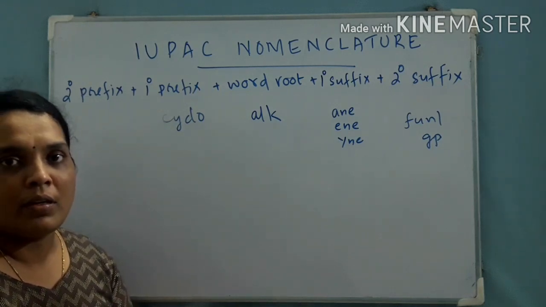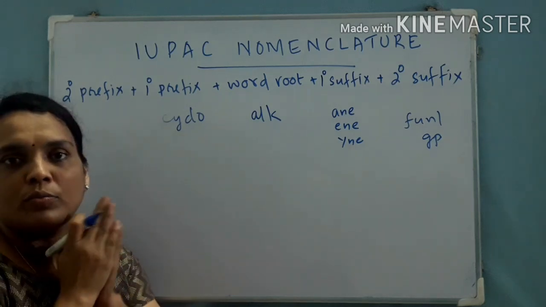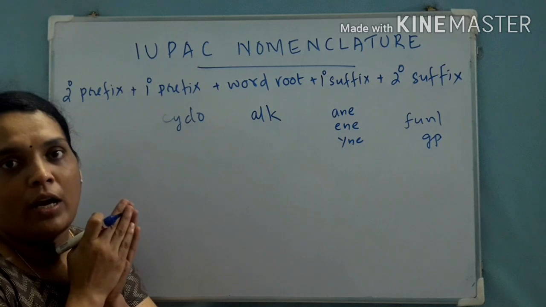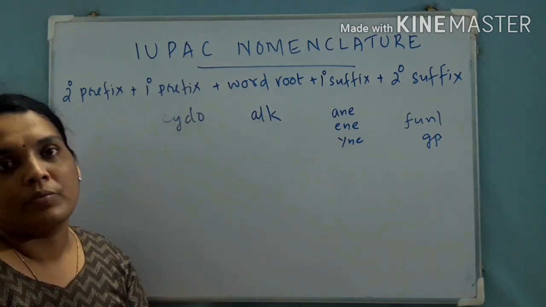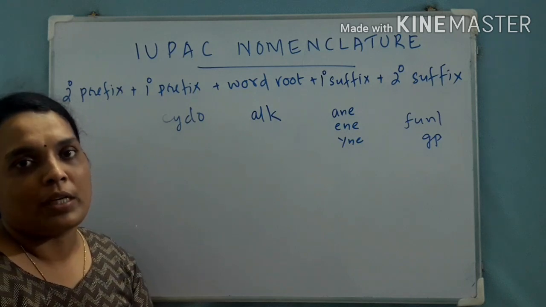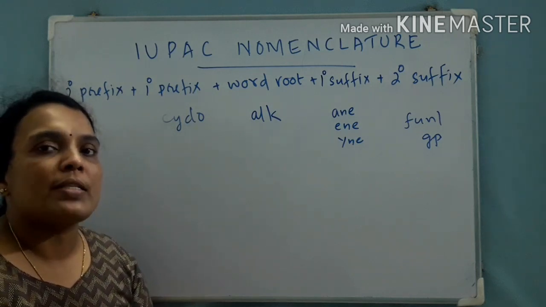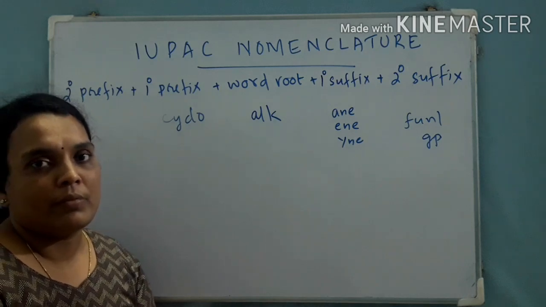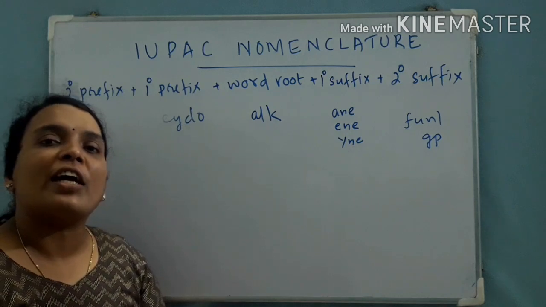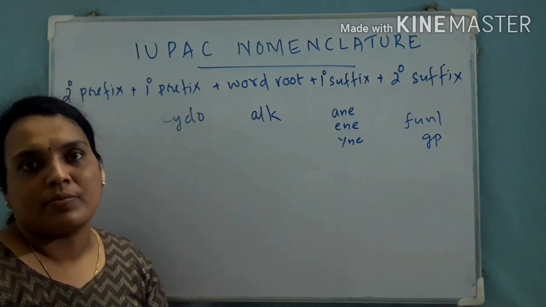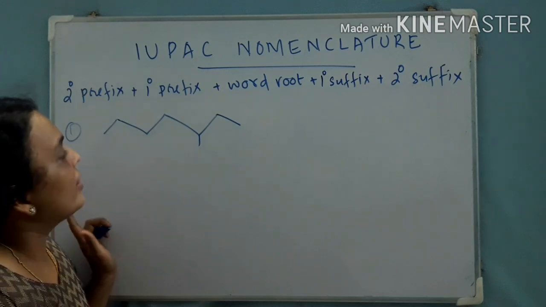Okay. So that is the basic concept that we have to know, the basic formula used for IUPAC nomenclature. And the rules of this IUPAC nomenclature we can discuss with some examples. So first example, solution. This is the first example.